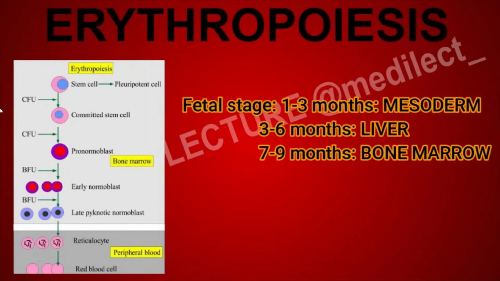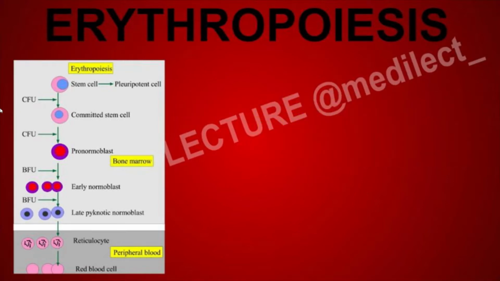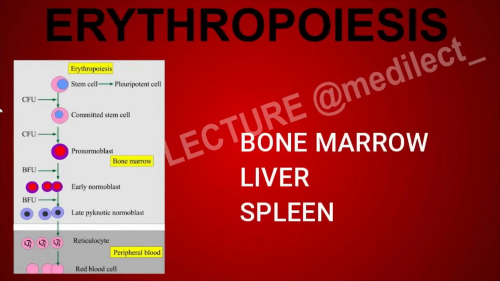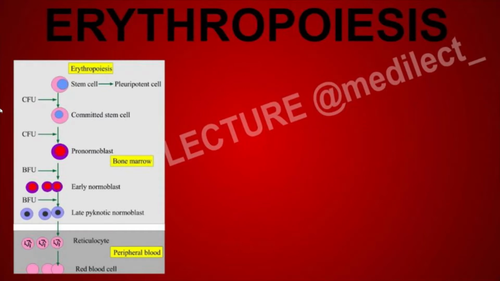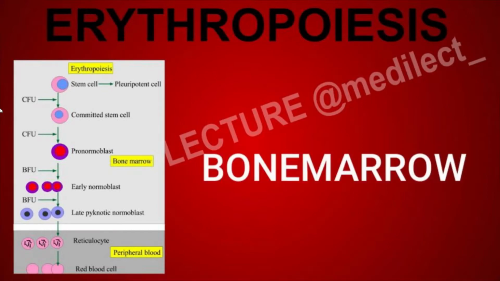So remember, in the fetal stage, that means up till 9 months: from 1st to 3rd month, mesoderm; from 3rd to 6th month, liver; and from 7th to 9th month, bone marrow. Now where does erythropoiesis occur in the child, meaning up to around 20 years of age? The bone marrow of all bones, the liver and the spleen play the vital role in erythropoiesis. After age 20, in the adult stage, bone marrow is the only place where erythropoiesis takes place.